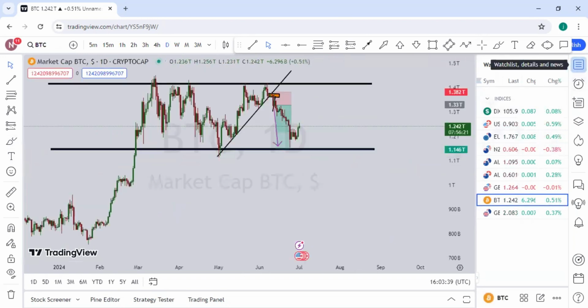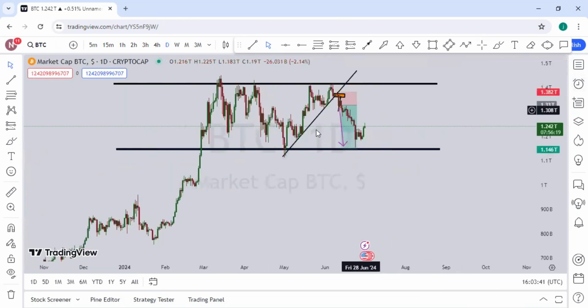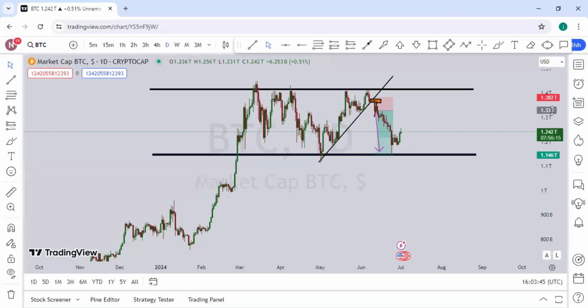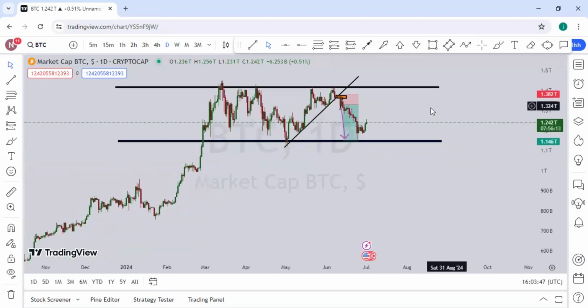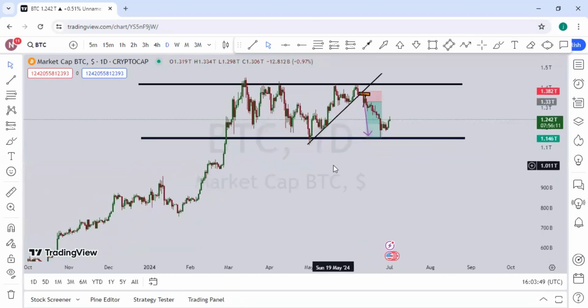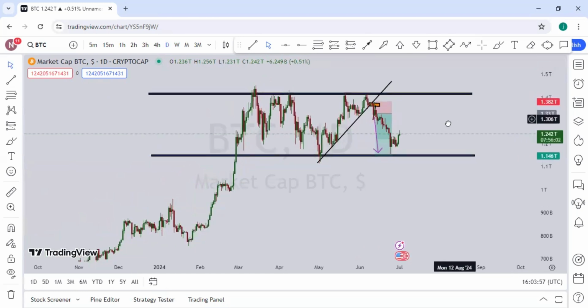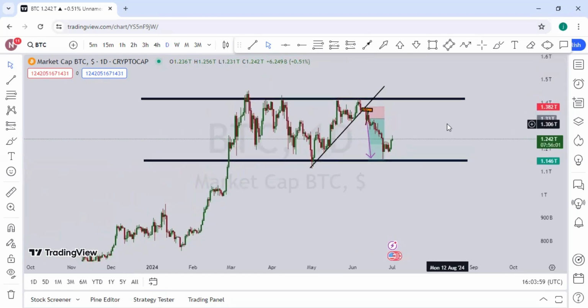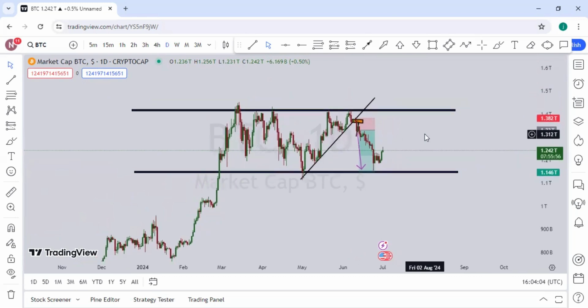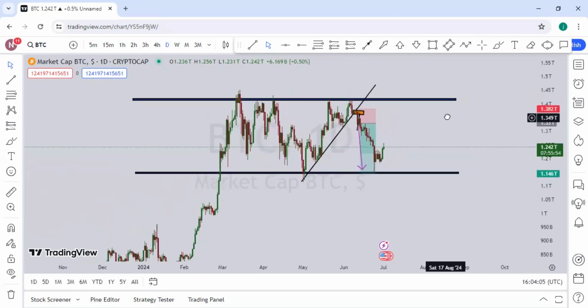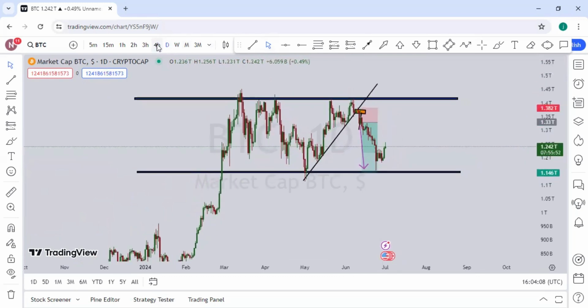Then another pair where I also entered a trade is BTC. I did not explain this trade in my previous video because it came up abruptly. Then I took that trade, but I sent the screenshot to my Telegram group, of this particular trade and how I entered.